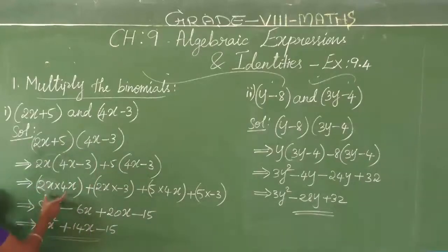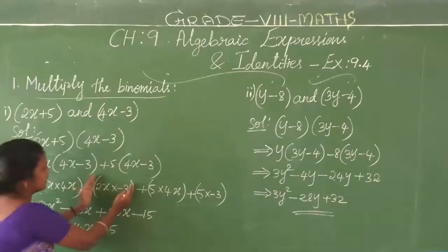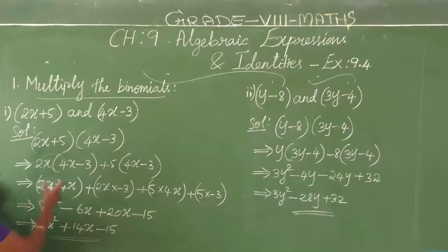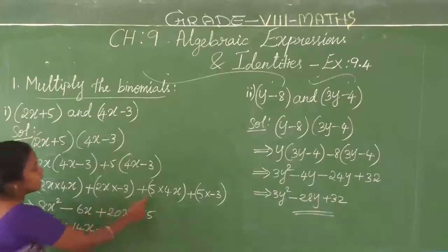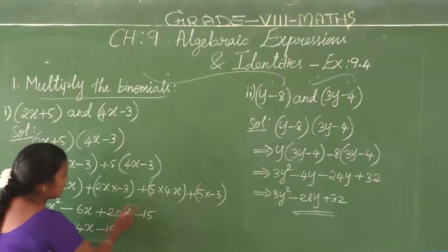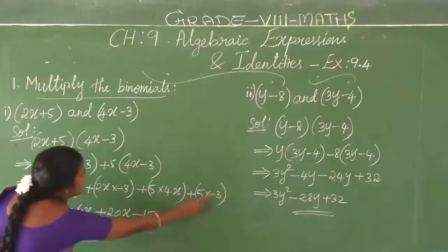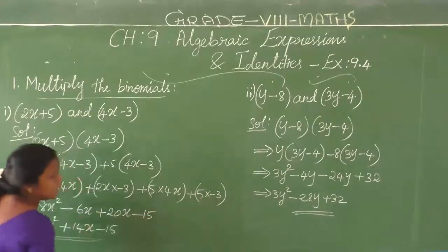Now we have split the binomial part by part, monomial based. See, 2x into 4x is one monomial part, and 2x into minus 3 is another. Now a simple calculation comes, and we have to simplify. 2 4s are 8, x into x is x square. Here plus into minus, 2 3s are 6, 6 into x, so minus 6x. Likewise here plus into plus, 5 4s are 20, 20x. 5 3s are 15, plus into minus, so minus 15.